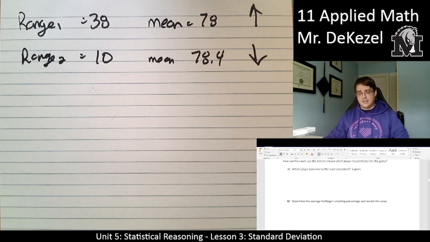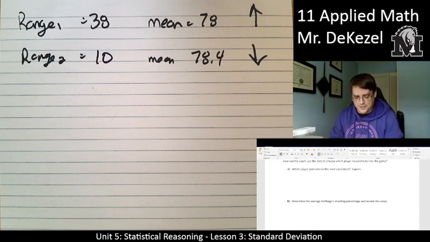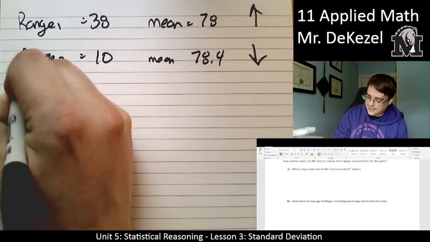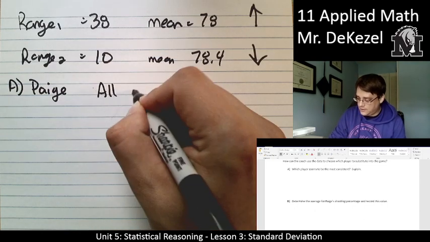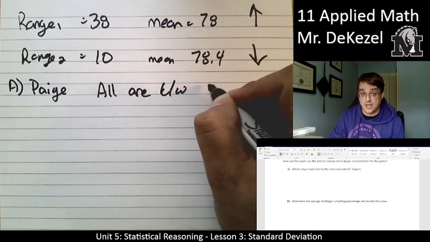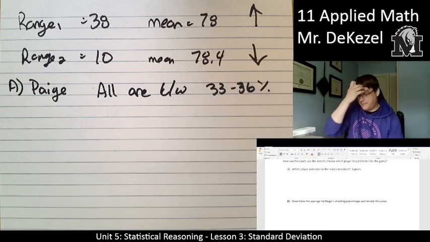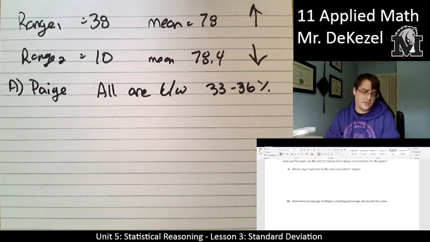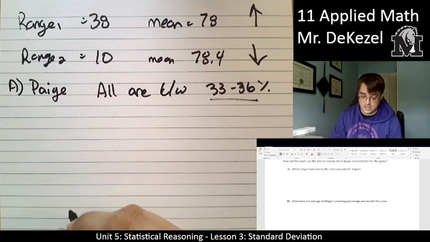The first question is, which player seems to be the most consistent? We can look at this data kind of by eye. If we had our standard deviation, we would already know who is the most consistent, but who looks the most consistent? If you squint and you think about it, it looks like Paige is one of the most consistent. All of them are between 33 and 36%. Now, does that mean that she's the best shooter? That there's no one that averages a little bit more? No. But Paige is clearly the most consistent, sticking between these two numbers.